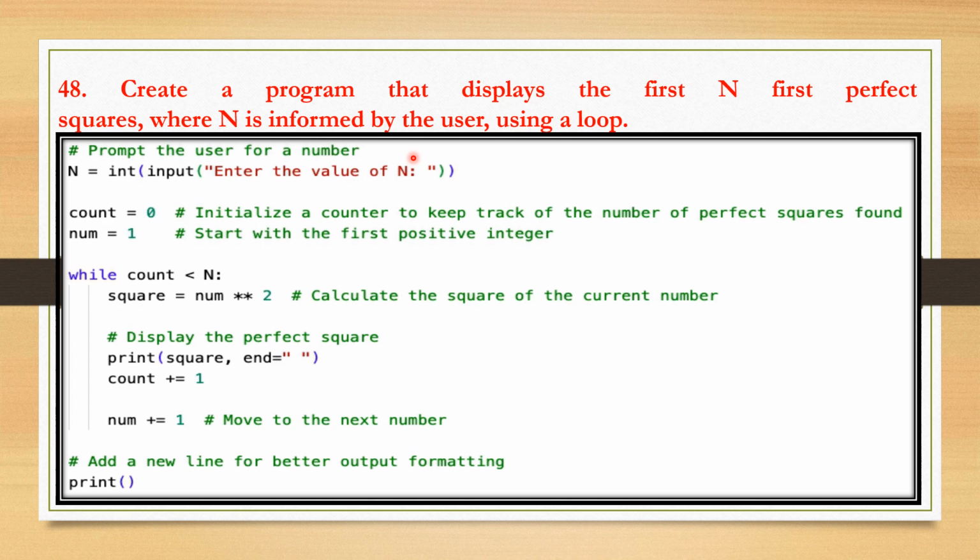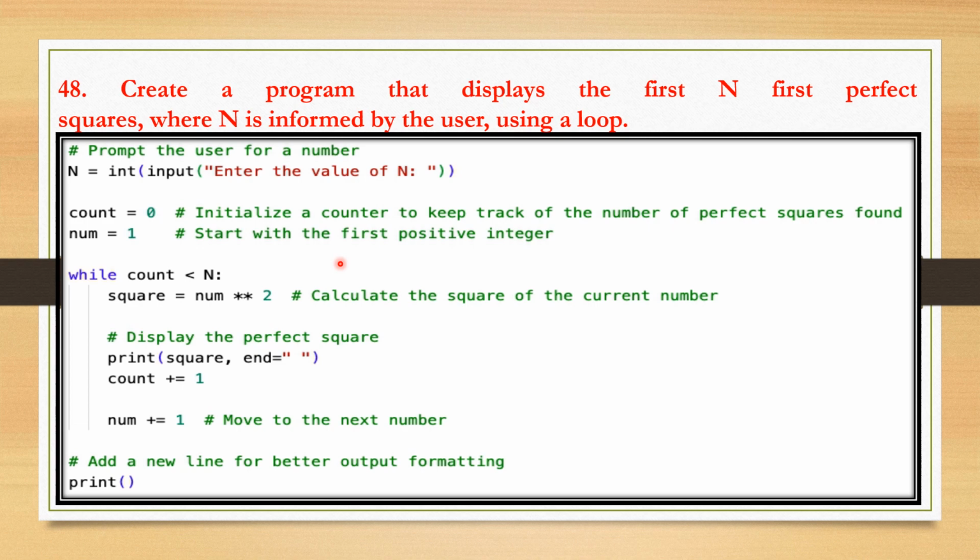So here we use the input function to prompt the user to enter a value of n, and the int function is used to convert this input value to an integer. Here we are initializing a variable count to keep track of the number of perfect squares found. We start with 0. We initialize a variable num to 1 as we want to start with the first positive integer. And we use a while loop to continue finding perfect squares until we have found n perfect squares.